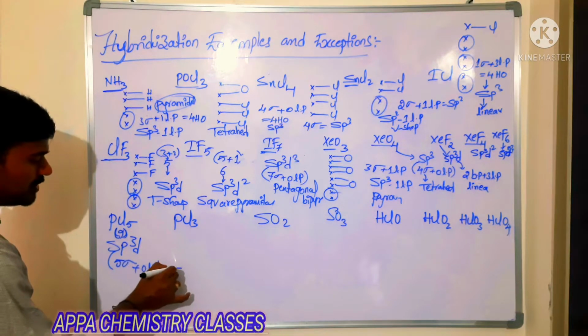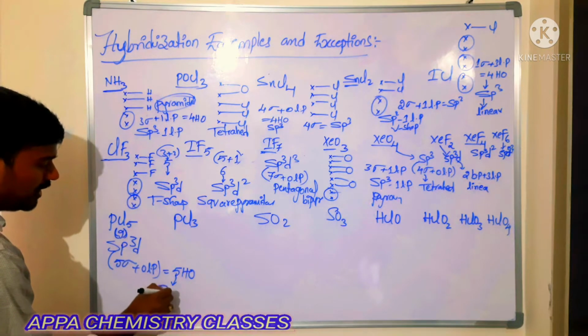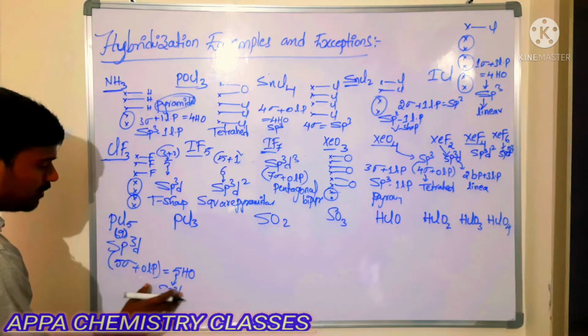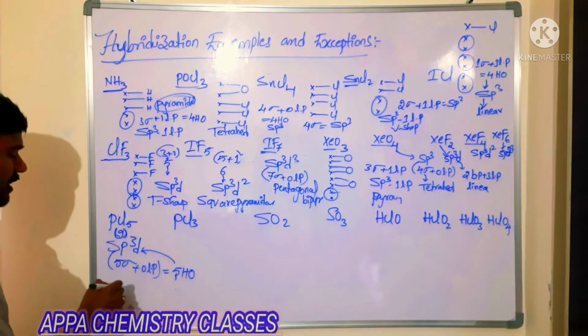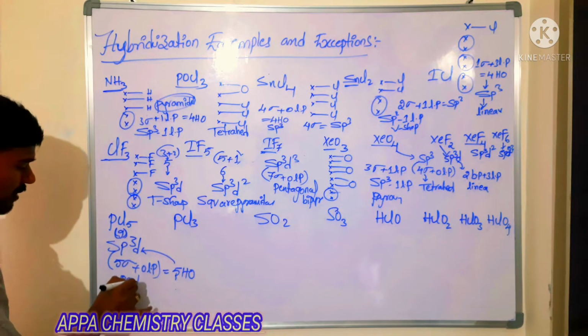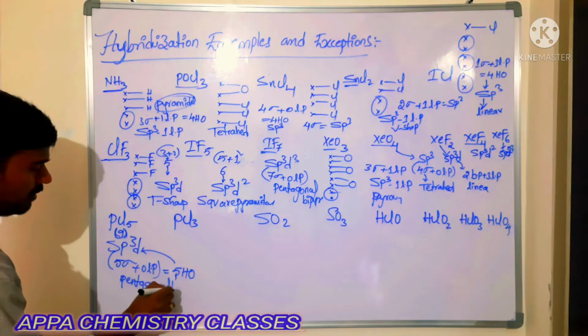Total hybrid orbitals are what? 5 hybrid orbitals, and 5 hybrid orbitals means sp3d hybridization. With 0 lone pairs, its geometry is what? Pentagonal bipyramidal.